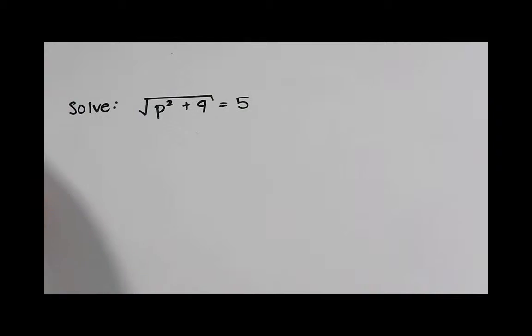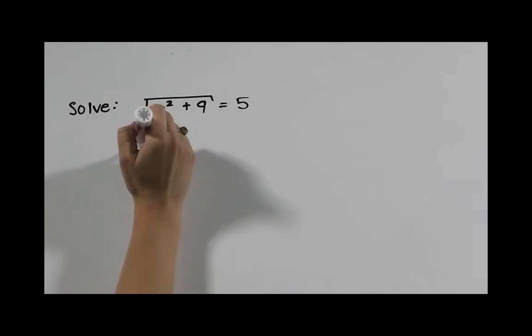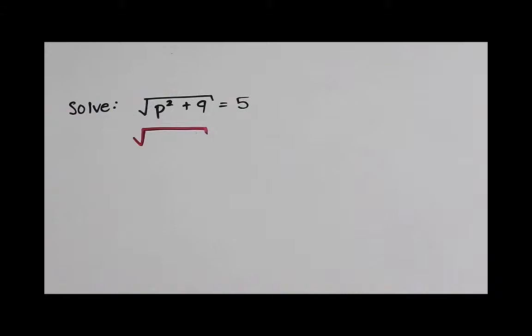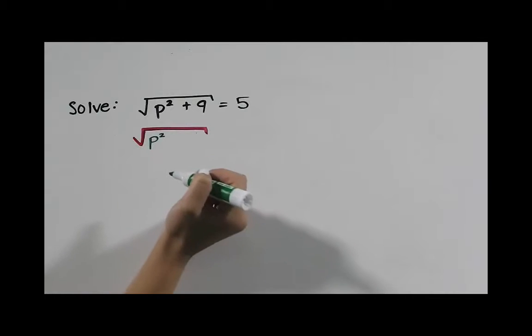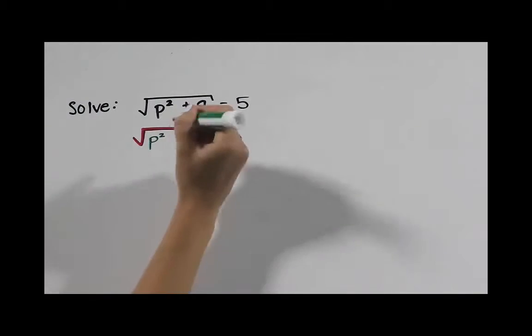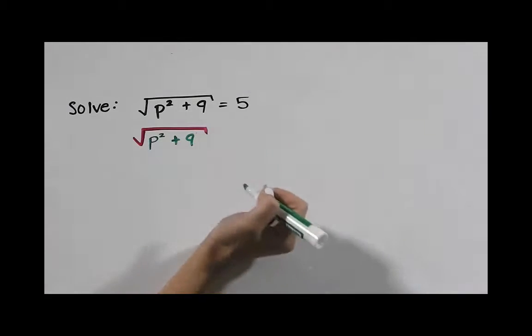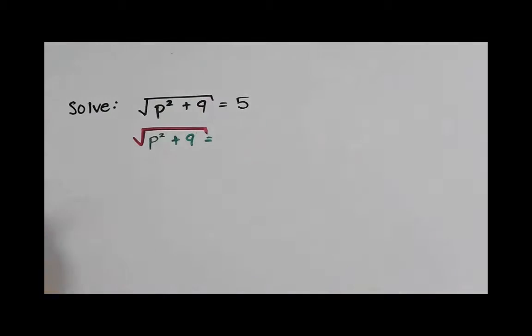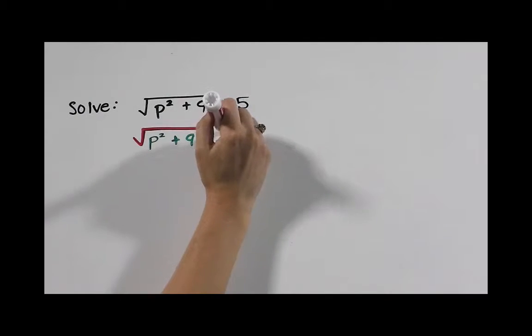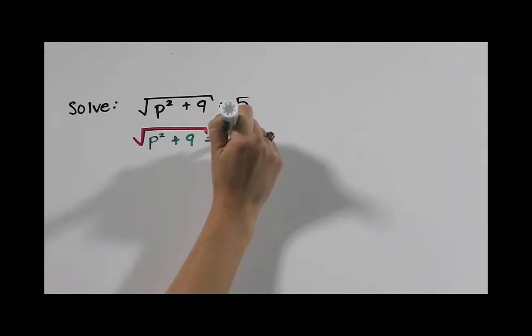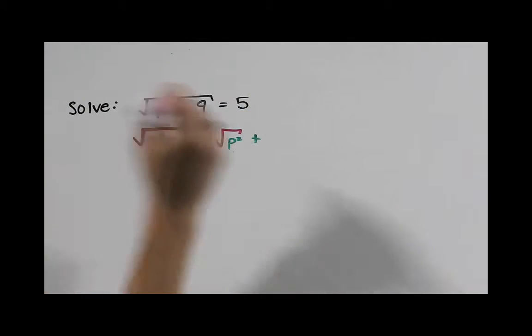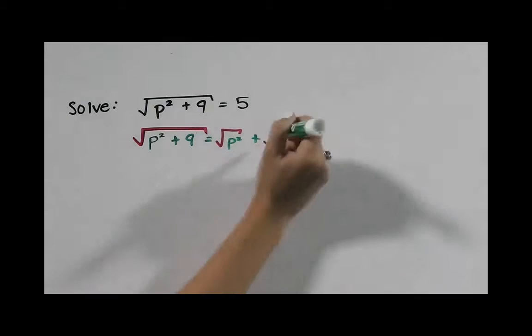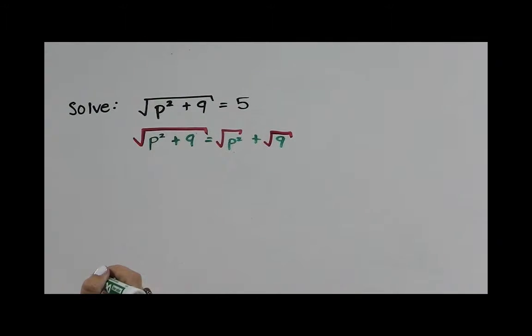Somebody might look at this and think, oh, we've got a square root sign and a p squared underneath it. This looks like we could just simplify this. Oh, we also have a perfect square on the other side, plus 9. So that would suggest to some people that we could just take the square root of p squared plus the square root of 9. But actually, that's a serious mistake to make, because this is not a true statement.